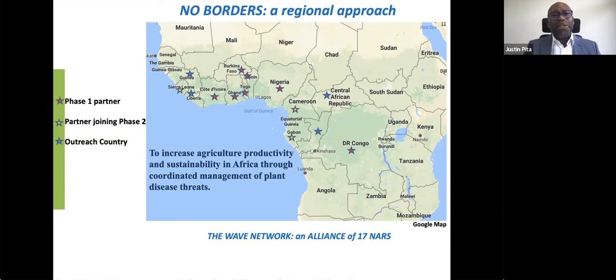Phase one of WAVE, which started in 2015, began with the countries that you see in red. Those are 7 countries. And this phase lasted 3 years. After that, we started phase two, and the countries in yellow joined. We have to say that we are working with national agricultural research systems, which are national universities or national research centers. That's where WAVE is hosted in each of the countries we are working in. We have 4 outreach countries in blue.